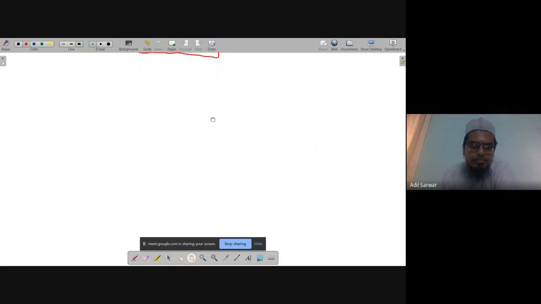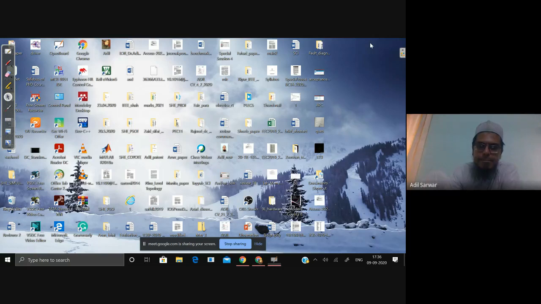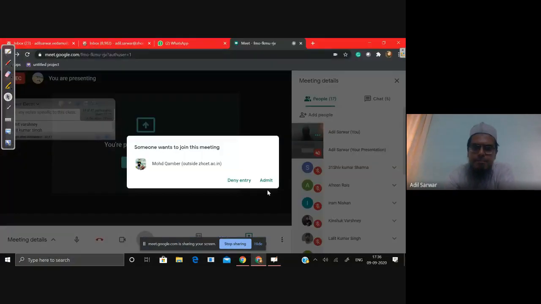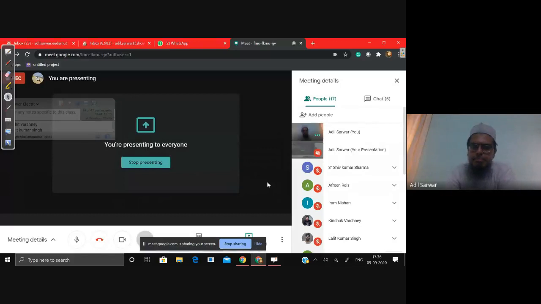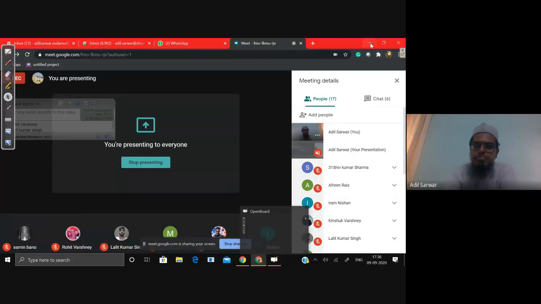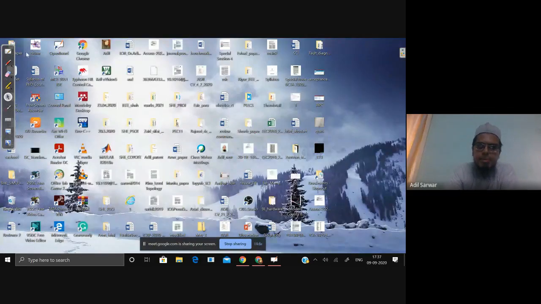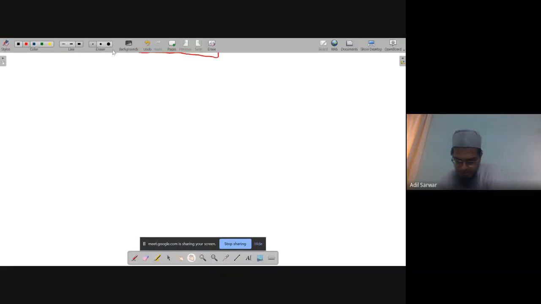Now let me take one more problem. The second problem is also of the buck boost converter. Okay. So let me draw the circuit diagram again for the buck boost converter.